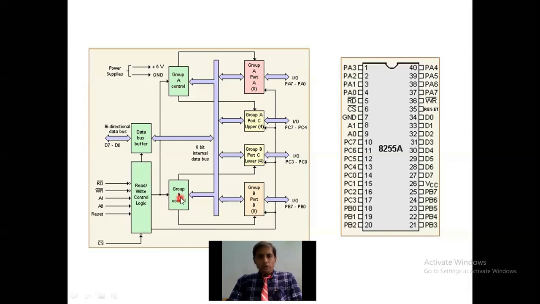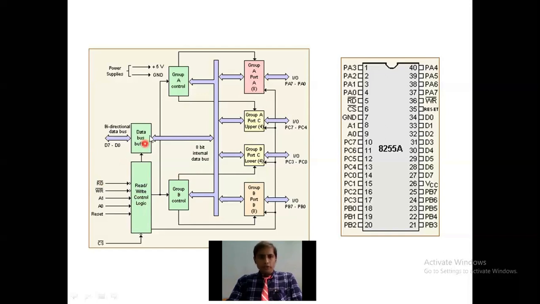Now these two are further controlled by the read-write control logic. This is the control logic. According to this control logic, group A and group B controls are operating, and according to these two control blocks, the ports are operating. The read-write control logic is controlled by the processor based on the command coming from the processor. Now this 8255 performs either a read operation or a write operation like that.